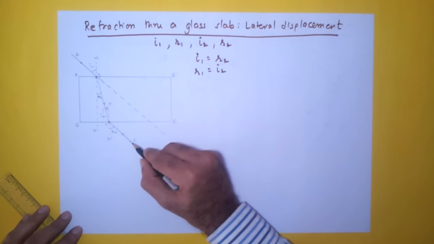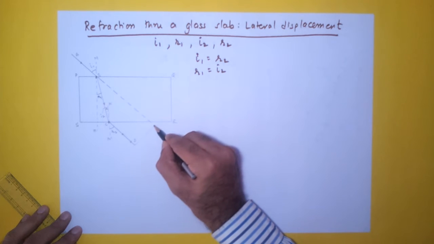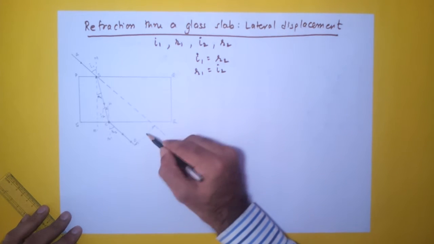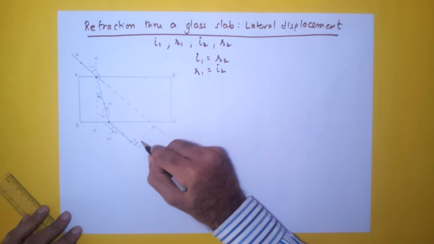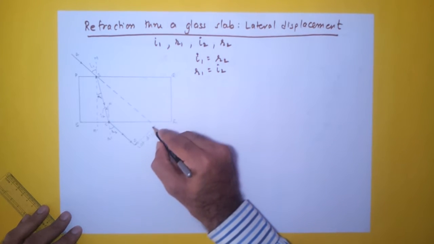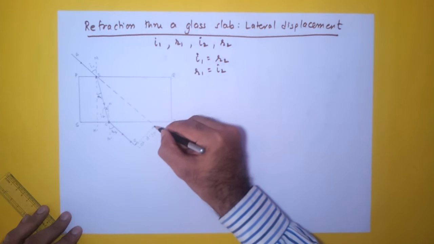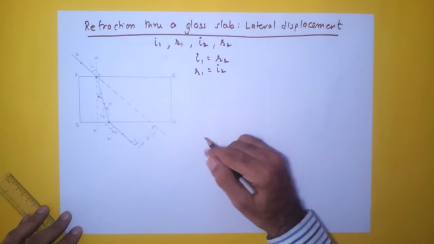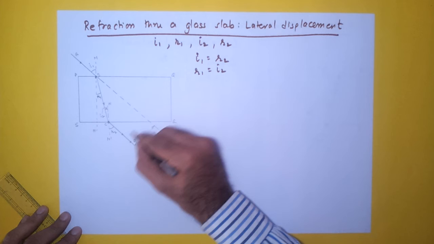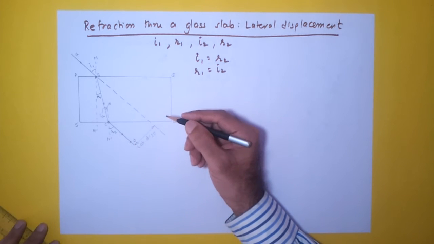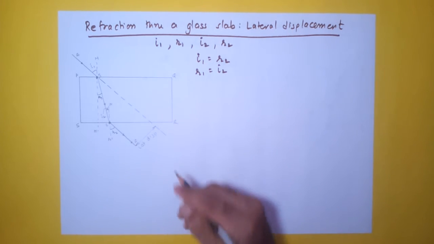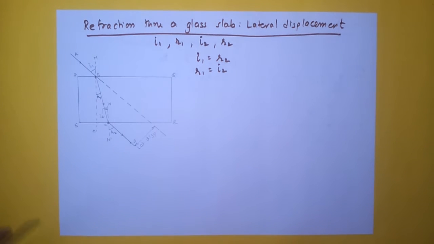So this particular shortest distance over here is known as the lateral displacement. This is the distance by which the ray has got laterally displaced. It would have traveled in this direction, but has got displaced like this because of the glass slab. This perpendicular distance between these two rays, the shortest distance, is known as lateral displacement. And the objective over here is to get an idea about how we find lateral displacement and on what factors it depends.